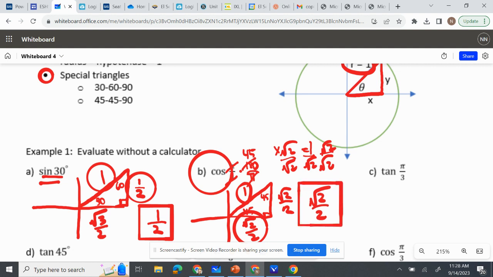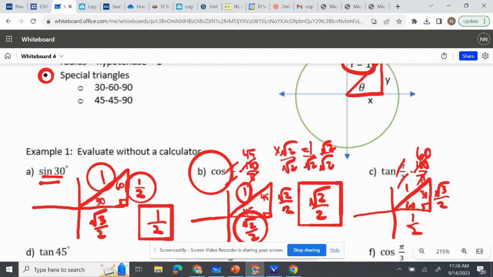Now for letter C, we're going to do the same thing. We're going to turn it into degrees. So 180 over pi. The pi's cancel. 3 goes into 180 60 times. So we're going to put 60 degrees. So this, once again, is a 30, 60, 90 triangle. Our hypotenuse is always 1. The 30-degree side is a half. The 60-degree side is rad 3 over 2.